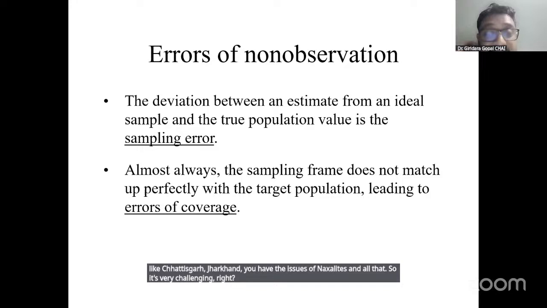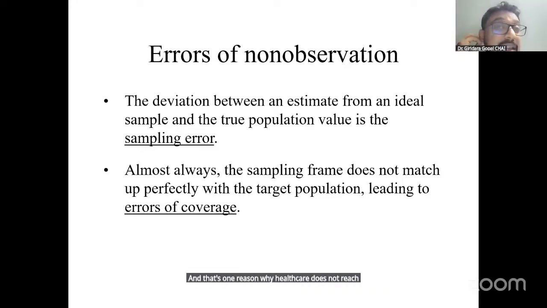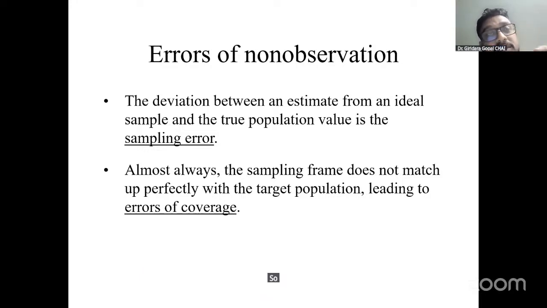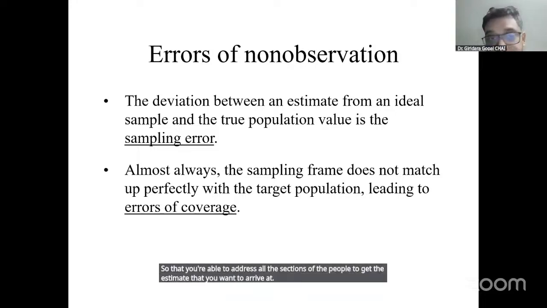And that's one reason why healthcare does not reach them. So do you really have research that is able to reach such people and understand why they're not getting vaccinated? So that's where the question of coverage comes. How well is your sampling frame and your entire sampling strategy so that you're able to address all the sections of the people to get the estimate that you want to arrive at?